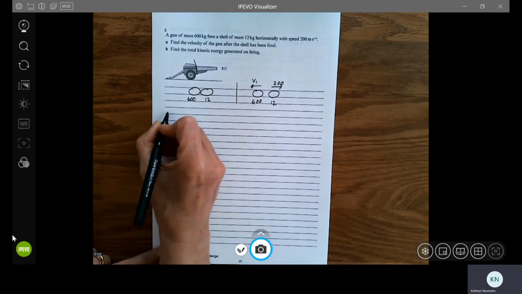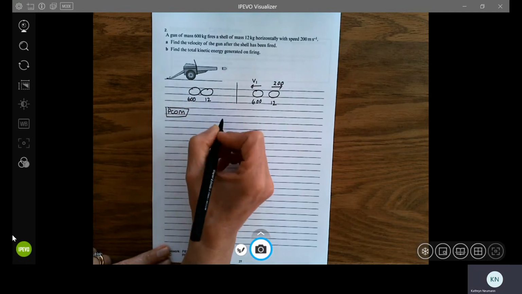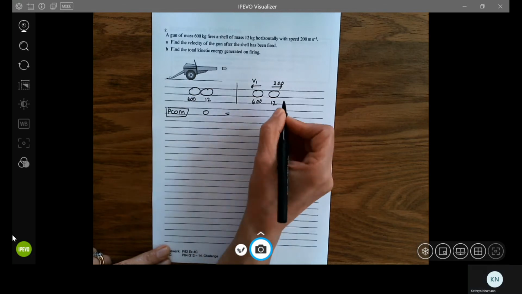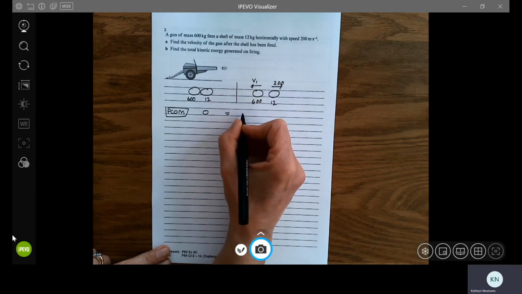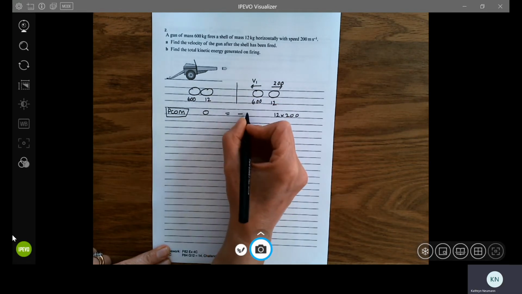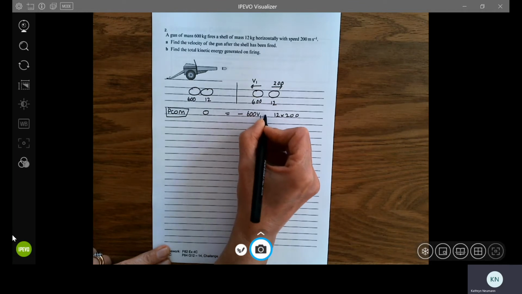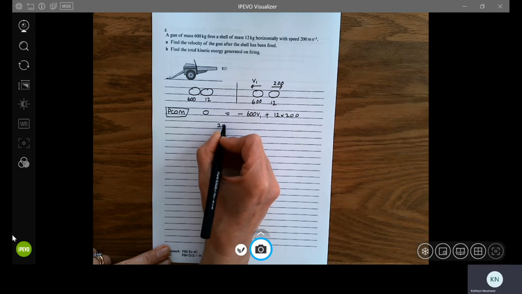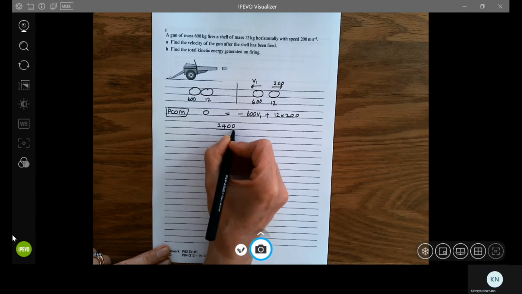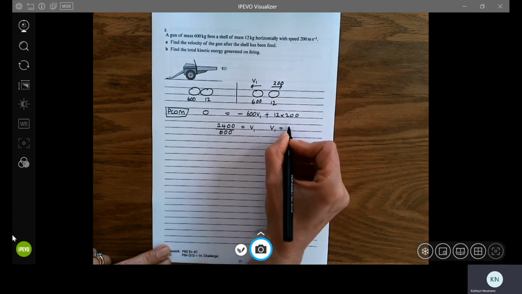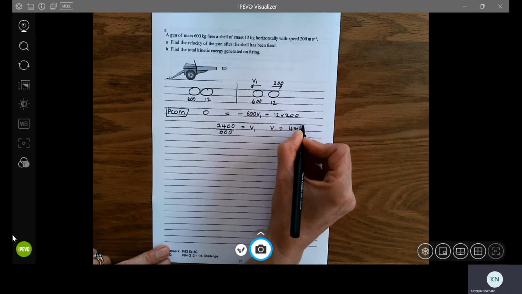So we are going to use the principle of conservation of momentum. There's no momentum beforehand because nothing is moving. That is equal to, taking the positive part first, 12 multiplied by 200. This is going the other direction, so that's minus 600 V1. When I solve this, I get that 2400 over 600 is equal to V1. So V1 is going to be 4 meters per second.